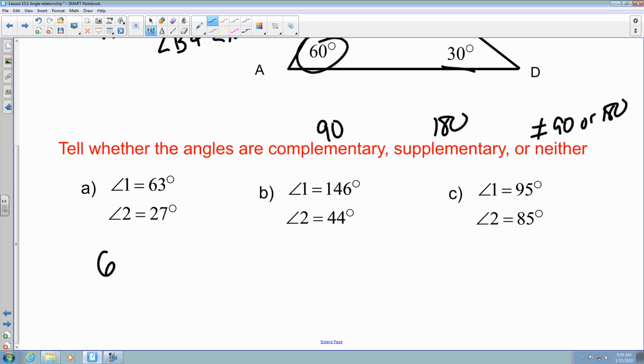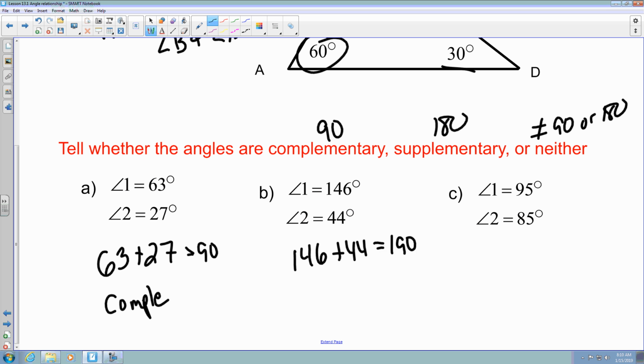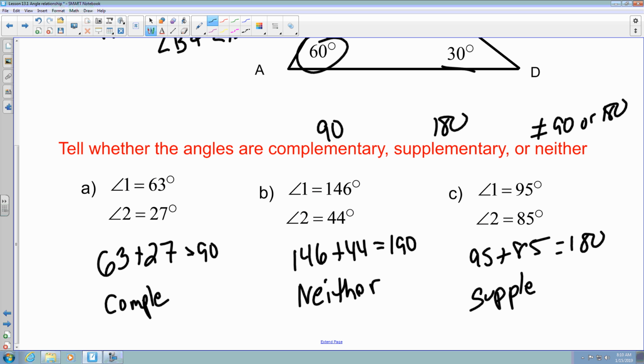So I go here, I got 63 plus 27. 63 plus 27 equals 90. Since it's 90 degrees, they are complementary. I go to angle B, I got 146 plus 44. 146 plus 44 gives me 190 degrees, and that is neither 180 nor 90, so it is neither. Finally, I have C, I got 95 plus 85, and that gives me 180 degrees. 180 degrees means that those two angles are supplementary.